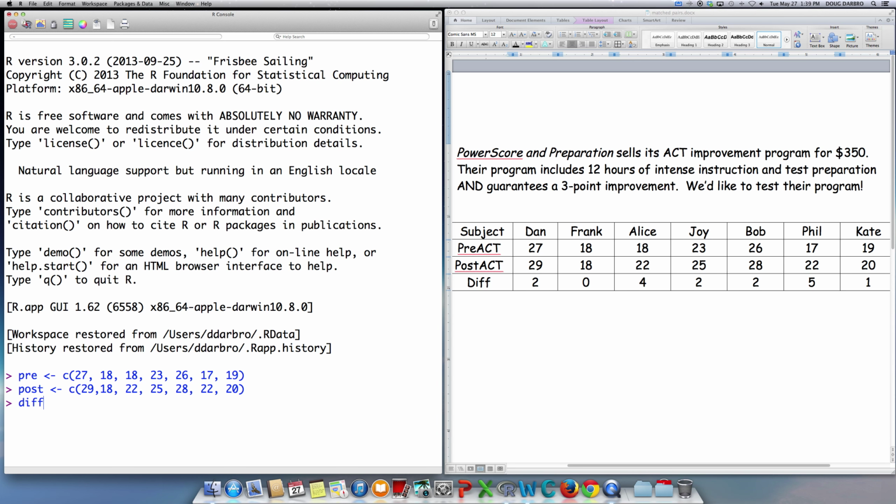Now I'm going to set up my difference to be my post minus my pre. So I type my difference. My focus, just as I had before, is on 2, 0, 4, 2, 2, 5, 1. Okay? Well guys, let's go back over to the blackboard and I'll show you how this happens.